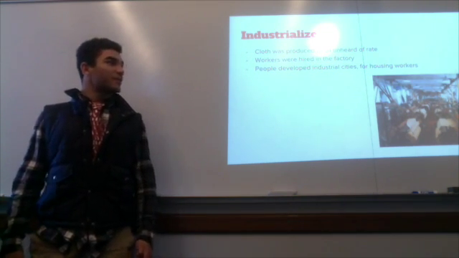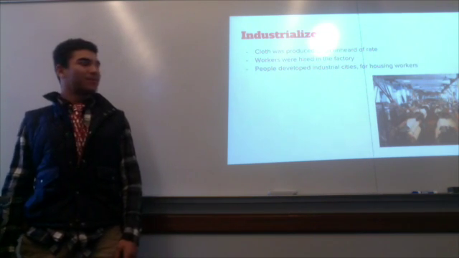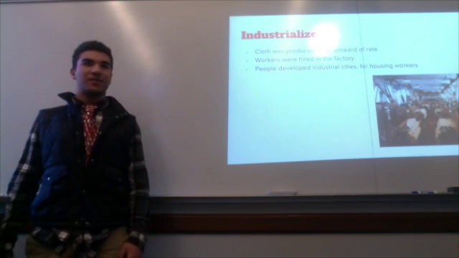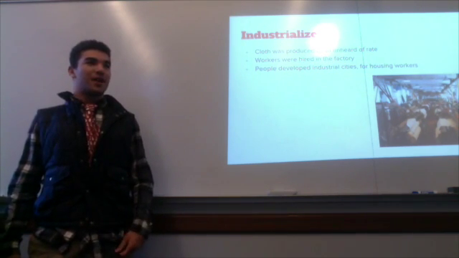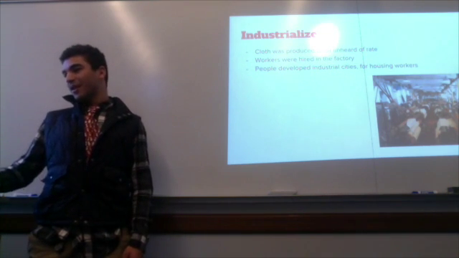The machine was able to create cloth about 50 times faster than a person, and there were hundreds of the machines. So you can just see how much cloth they were creating.